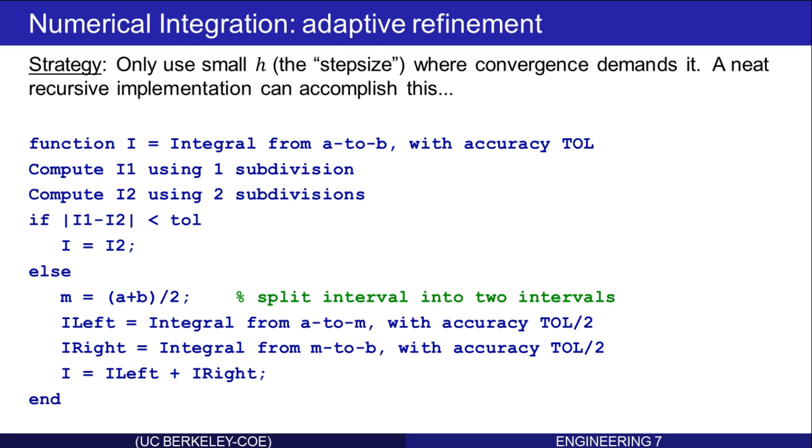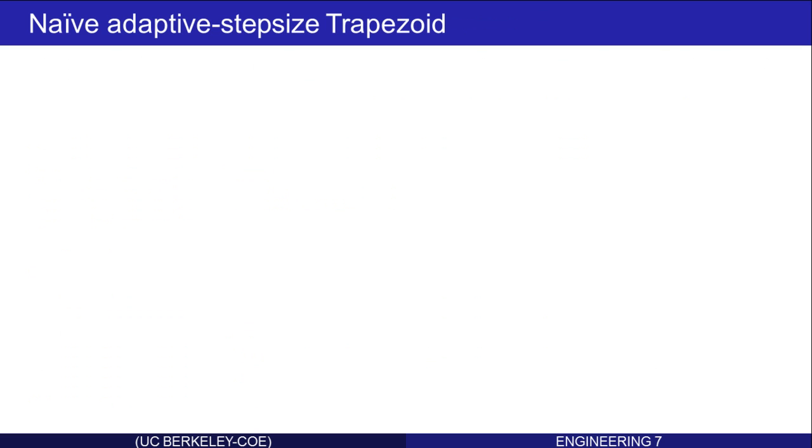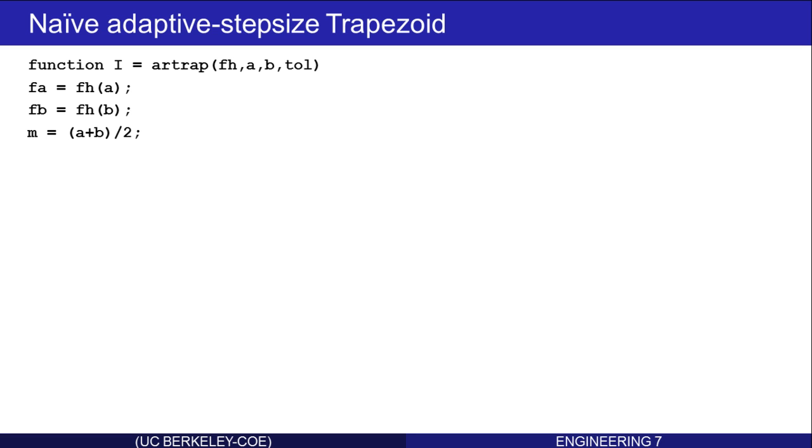Let's do this for a trapezoid. Here's a naive version. So the function handle is passed in as well as a, b, and tol, and the integral is passed back. Evaluate the function at the left endpoint. Evaluate the function at the right endpoint. That would allow us to do the one subdivision trapezoid. We also need to do the two subdivision trapezoid as well. So determine the midpoint and evaluate the function there.